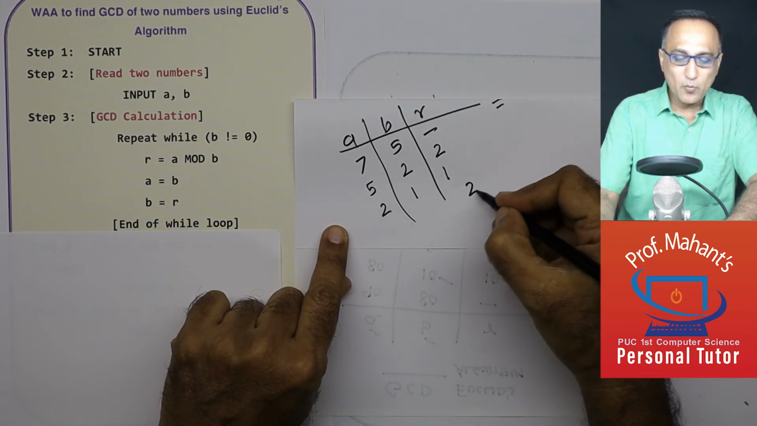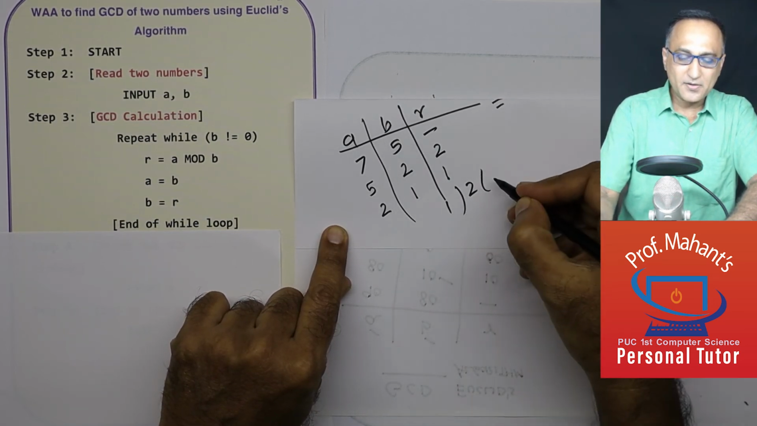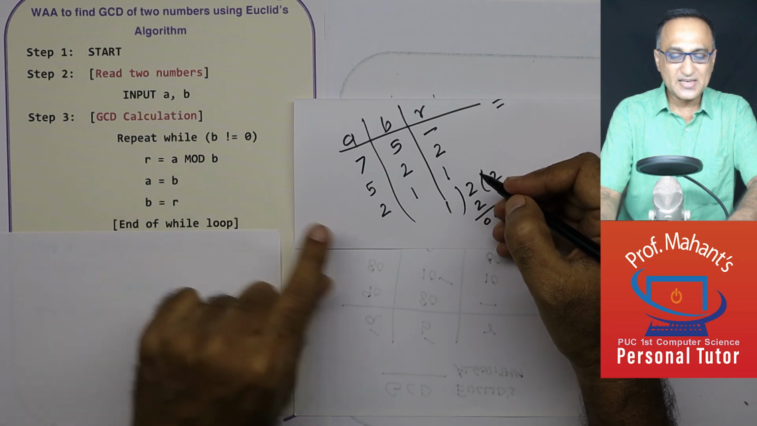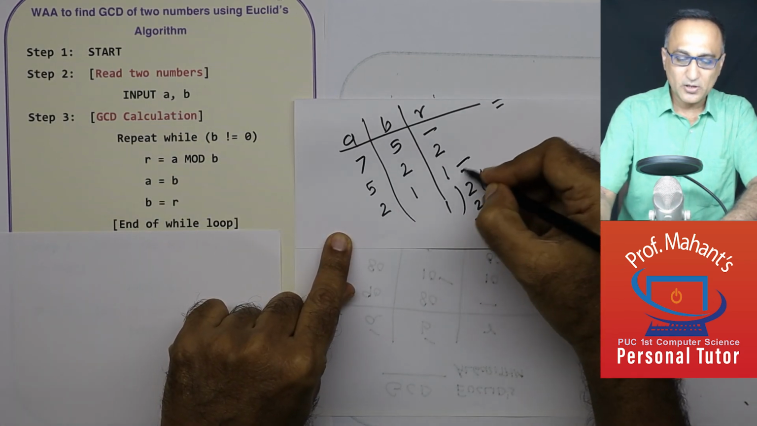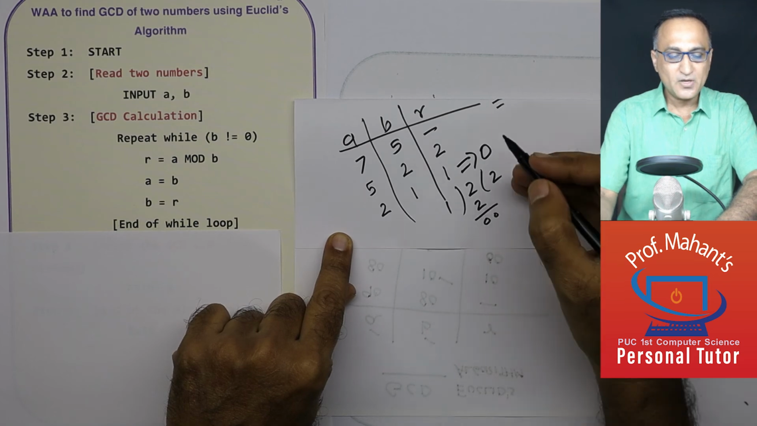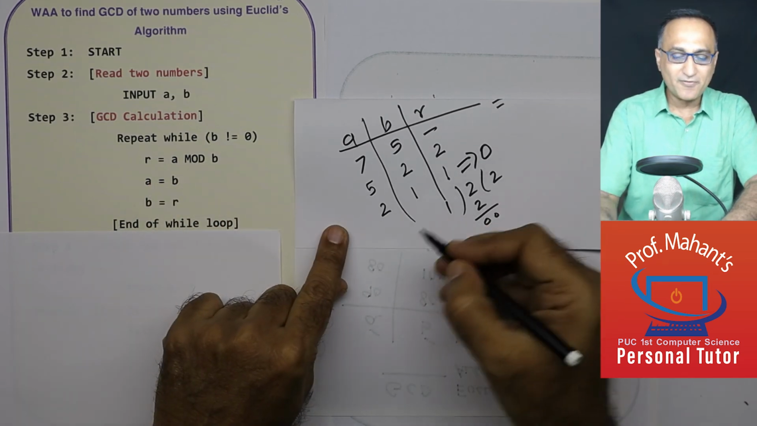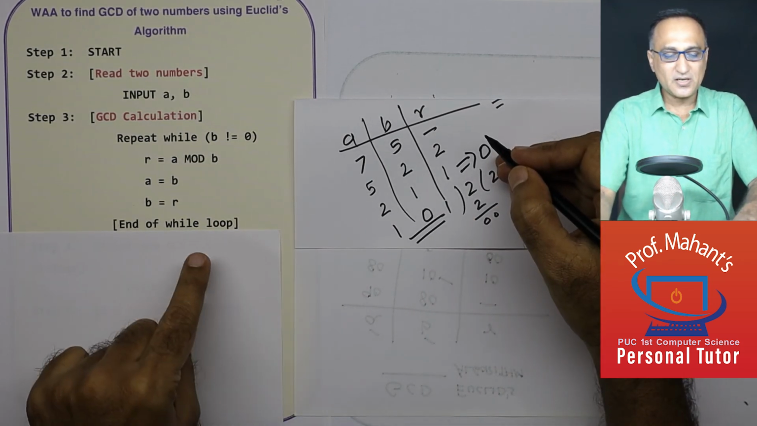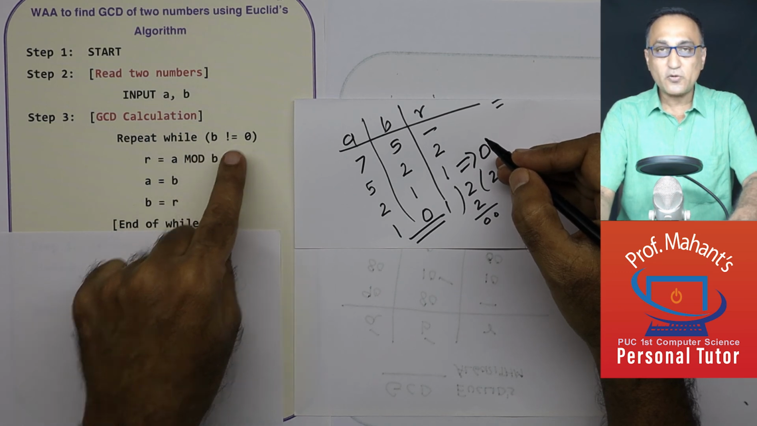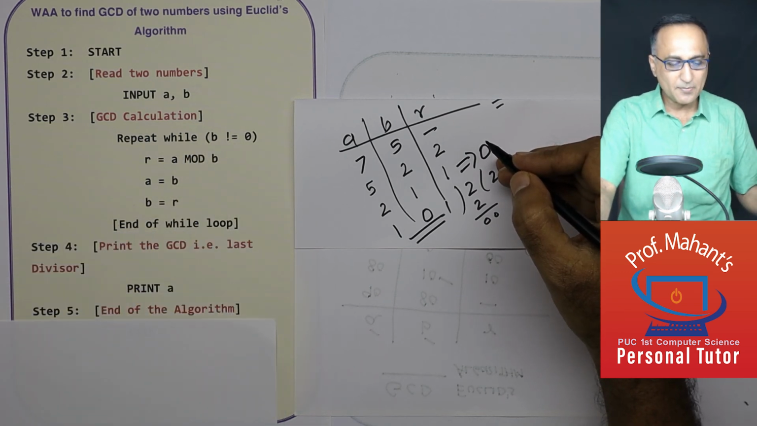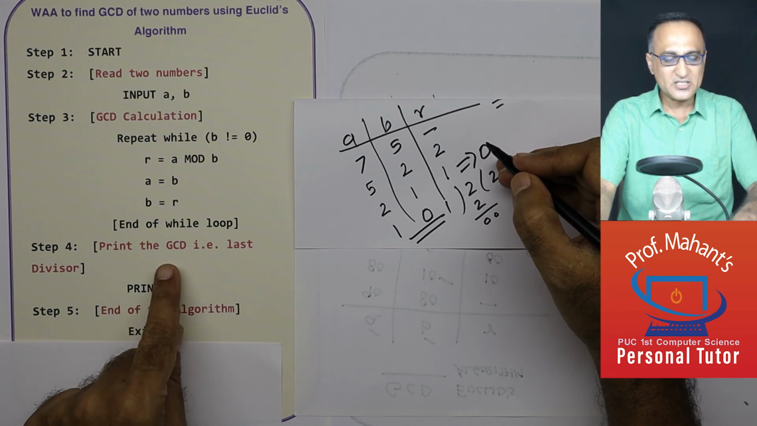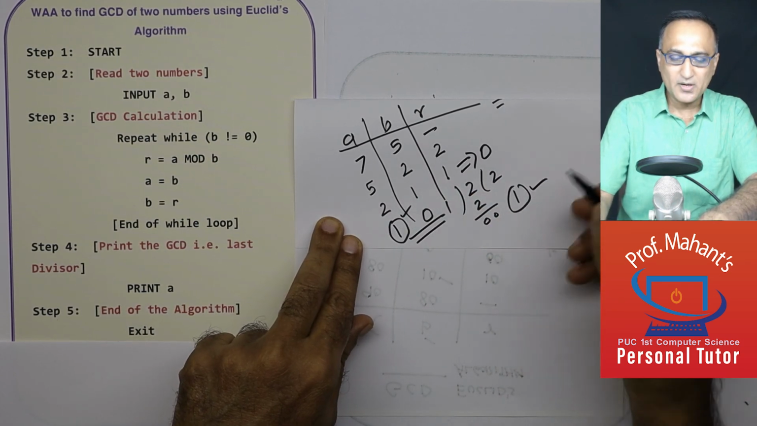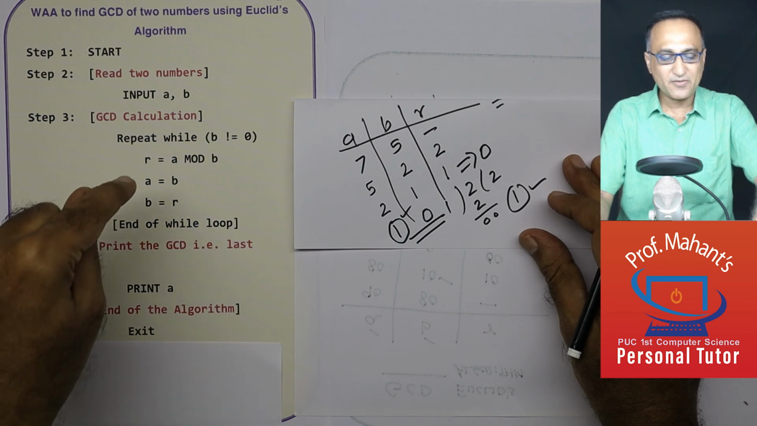Remainder is equal to A mod B. If I divide 2 by 1, 1 twos are 2, and the remainder is going to be 0. So now what has happened in this case? Remainder has finally become 0. Once remainder has become 0, A takes the value of B, which is 1, and B takes the value of remainder, which is 0. Now if you see here, B is equal to 0, so B not equal to 0 is false. So I am going to come here and print the GCD of 7 and 5. The GCD of 7 and 5 is going to be the last divisor, which happens to be 1. So 1 is the output and 1 happens to be the common divisor between 7 and 5.